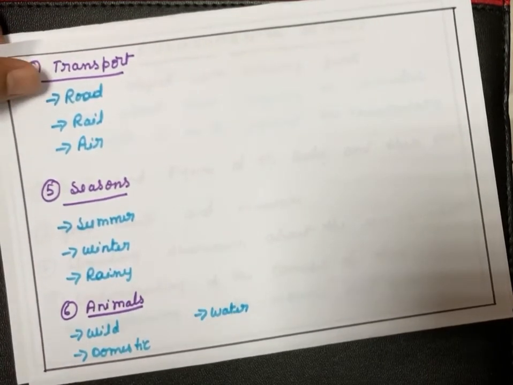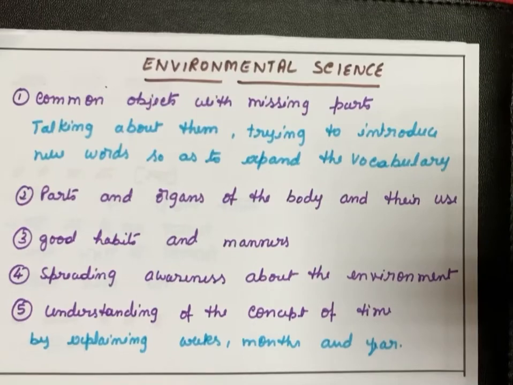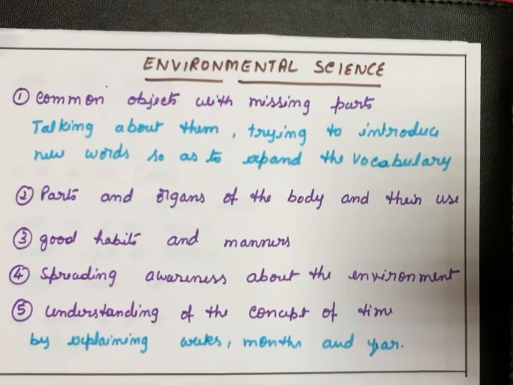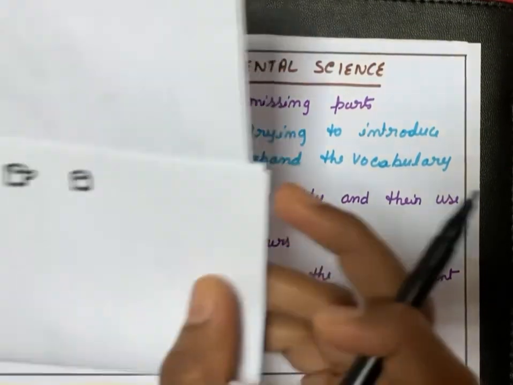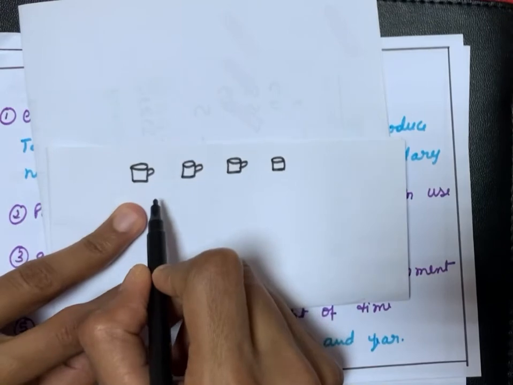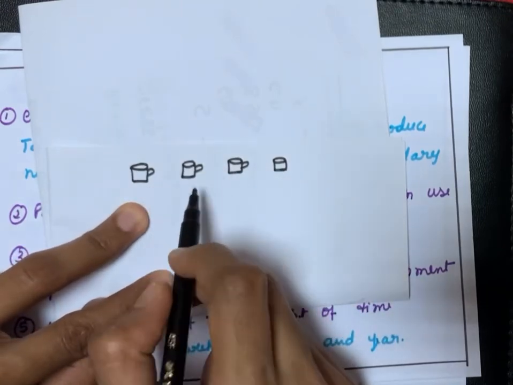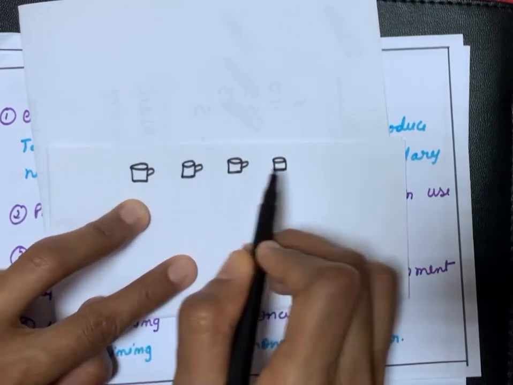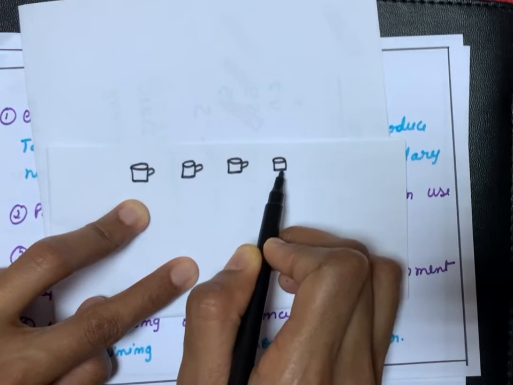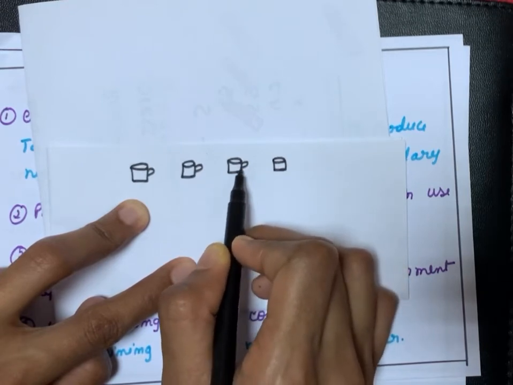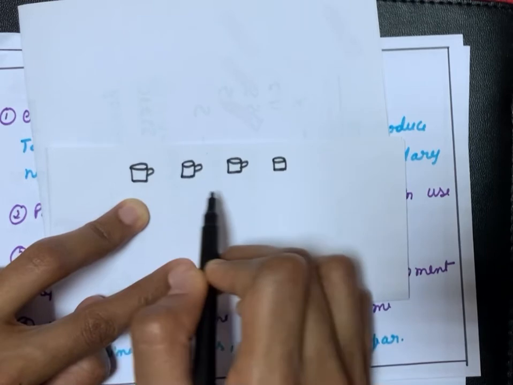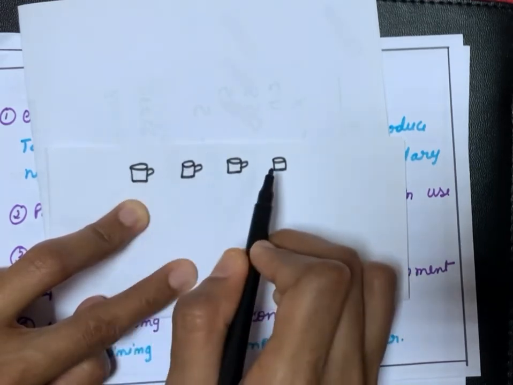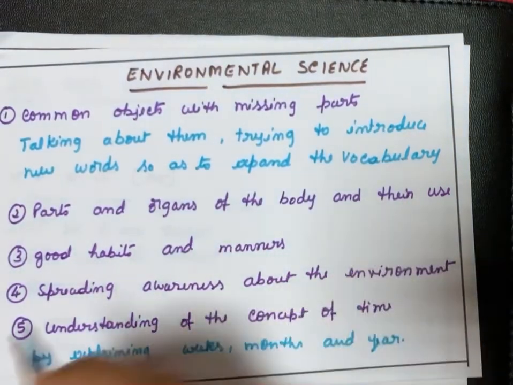Now let's move on to the environmental science syllabus. In EVS you can teach your kids common objects with missing parts. To clear this concept you can prepare these types of worksheets. For example, you can see here I have taken the example of a coffee mug. So the objects are the same but one part is missing. You can see here the handle is missing. So your child has to identify that. So like this prepare worksheets and make the concept clear.